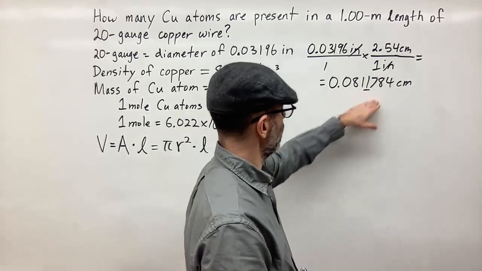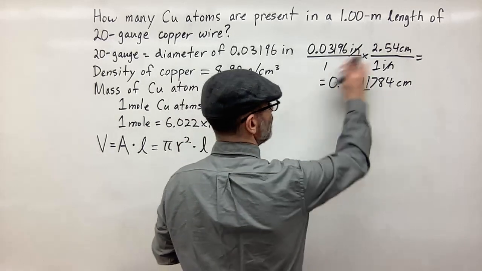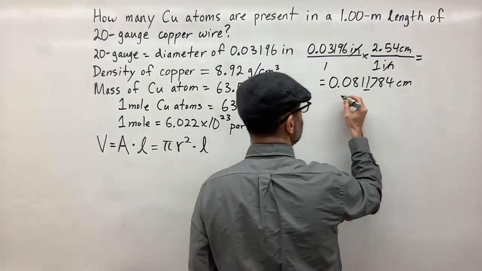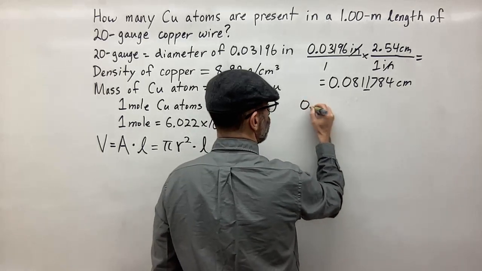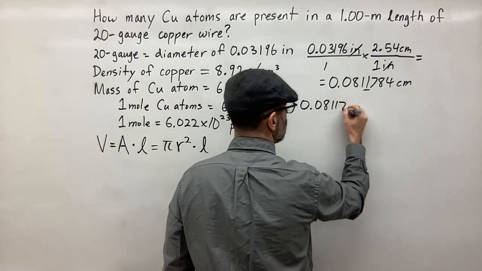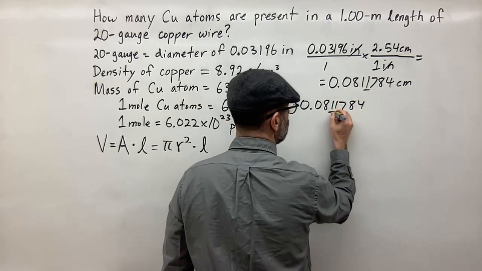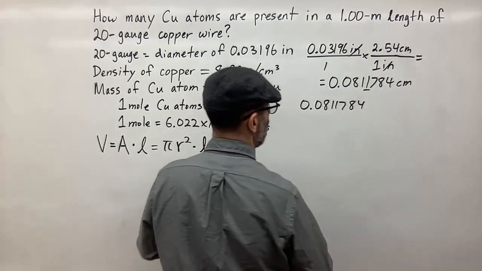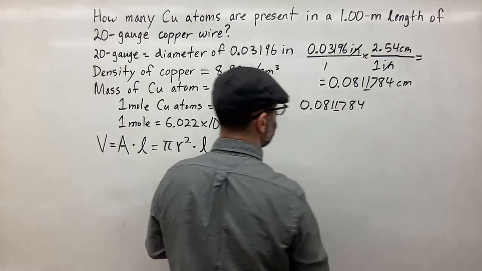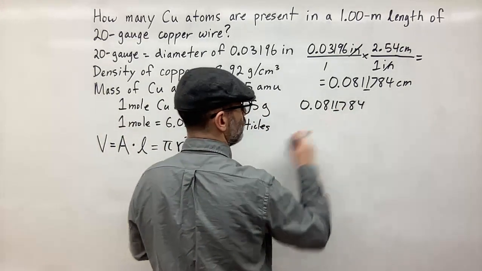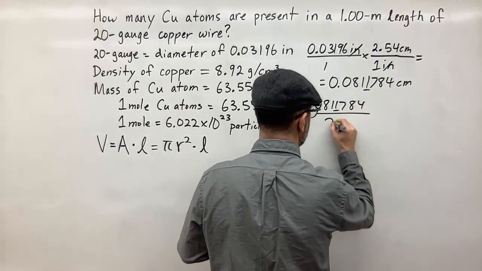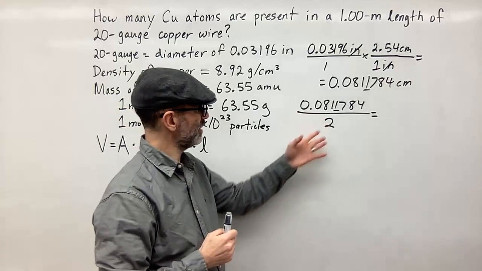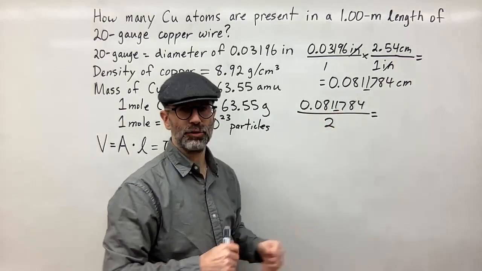So now I have this, and this is the diameter in centimeters. I'm going to divide this by 2, right? So if I have 0.0811784, the second one is the last significant figure. I'm going to divide this by 2. And since 2 is an exact number, that's not going to affect the sig figs. So I'm still going to have 3 sig figs.